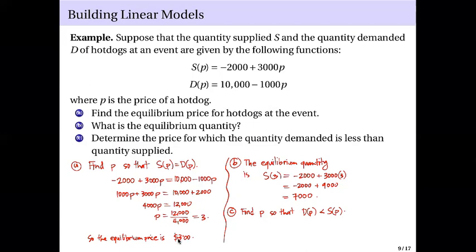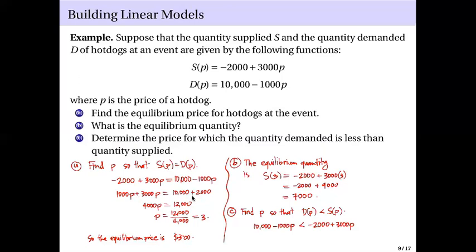So we expect price will be greater than 3. Let's see. D of P, that's 10,000 minus 1,000 P. This must be less than S of P, which is minus 2,000 plus 3,000 P. But here, what we're going to do is move this minus 1,000 P to the right side and move this minus 2,000 to the left side. So the inequality direction will not change. But that's just precisely this step here.